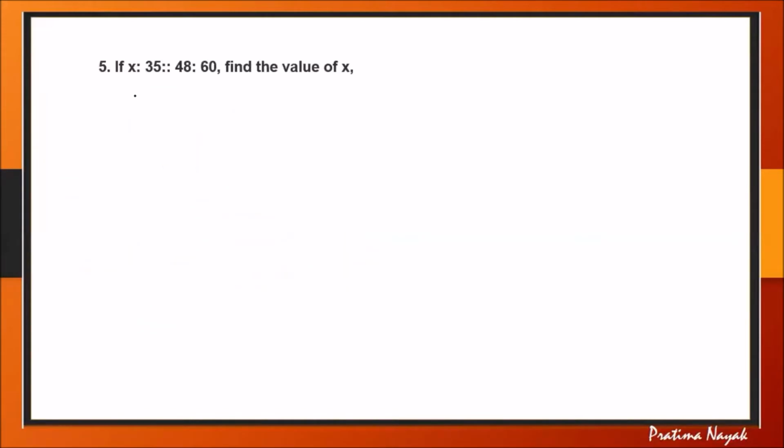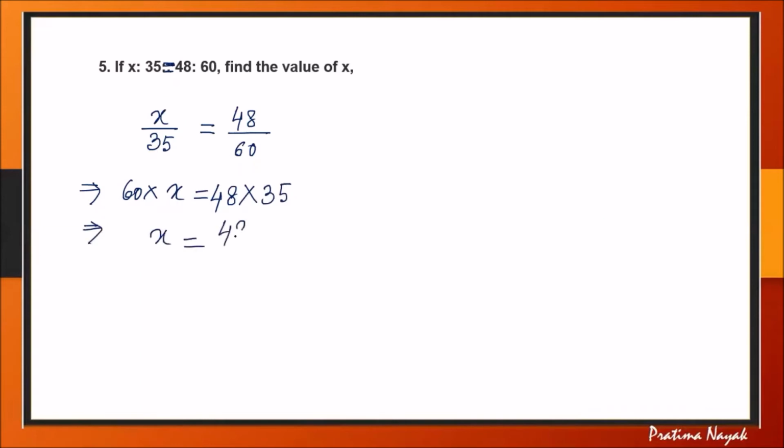Question number 5. I hope you have understood. You can pause the video, write it yourself, and check whether you are correct or not. So x ratio 35 is equal to 48 upon 60, or 60 multiplies x is equal to 48 multiplies 35, or x is equal to 48 times 35 upon 60.